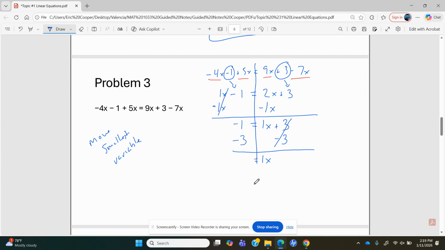Here I've got negative 1 minus 3. That becomes negative 4. My job is to get x by itself. This says 1 times x, so I need to divide by 1. But anything divided by 1 stays the same. So my final answer here is x equals negative 4. So as a reminder, when you combine like terms, you combine them with the signs that they are. So I got a 1x from the top by doing negative 4 plus 5x, and I got a 2x from doing 9x minus 7x.